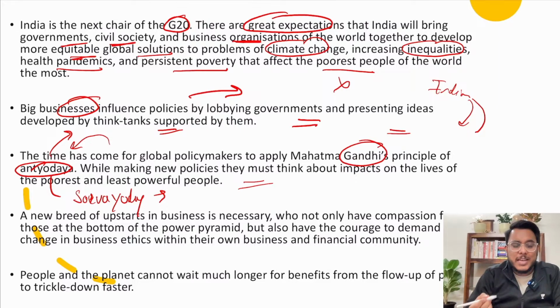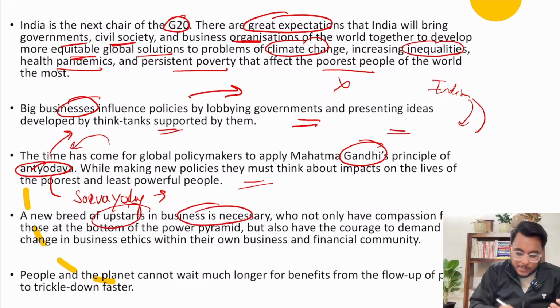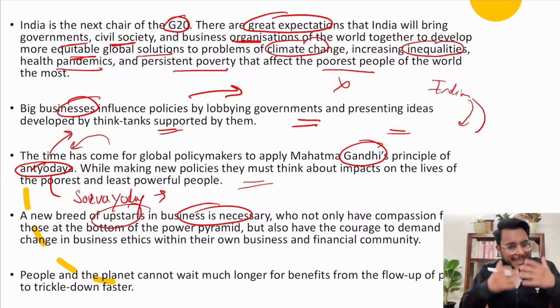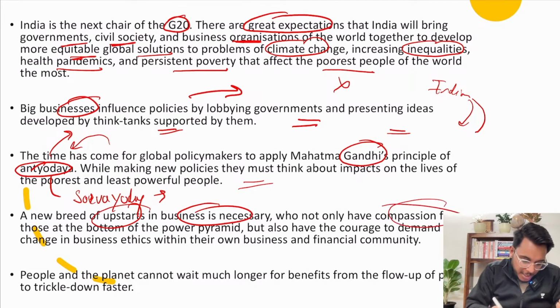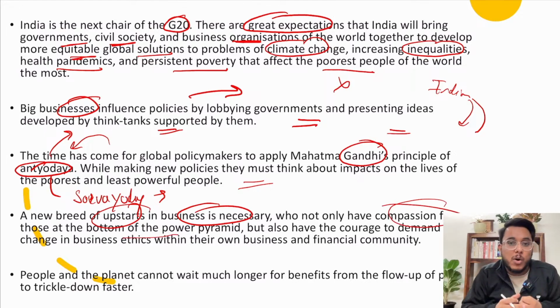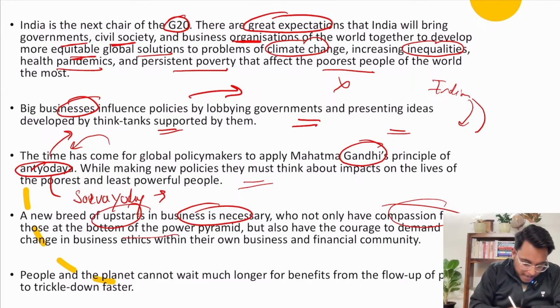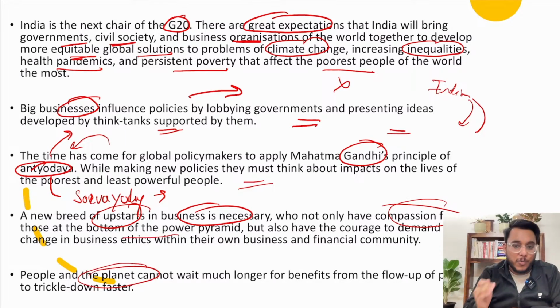Now, guys, also we need a new breed of upstarts in the business. Fine. The business cannot only look for profit, cannot only look for efficiency. Business needs to have compassion for the people who are at the bottom of the power pyramid. The worker rights are to be ensured. Workers are to be given all the dignities that they deserve. Is it clear? So people, planet, they cannot wait now.